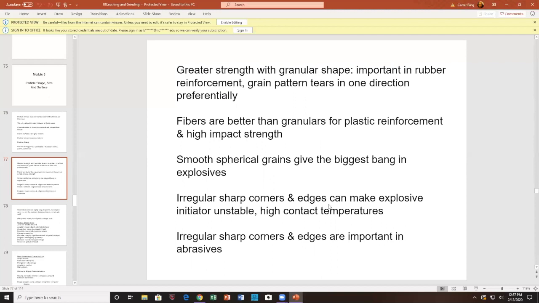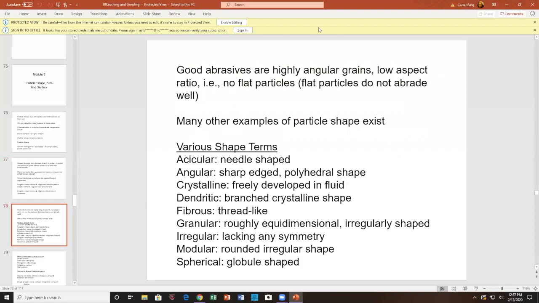Irregular sharp corners and edges can make explosives unstable. Sharper regular corners and edges are important in abrasives. So you don't want sharp corners in explosives, but you do in abrasives. So there you have it. Now, good abrasives have highly angular grains, low aspect ratios, no flat particles.